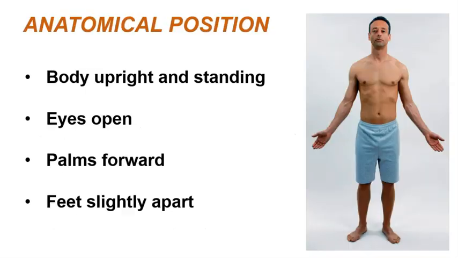So in order to give us an initial reference point so that we may give direction to the body, we have to establish a standardized position. Anatomical position is our standardized reference position. In anatomical position, the person that we are observing is standing upright, their eyes are open, their palms are facing forward, and their feet are flat on the floor, slightly spaced apart, roughly shoulder width. Even if the person that we are observing in a lab or clinical setting is sitting down, lying down, or is prone, we will assume that they are in anatomical position, and we will reference them as such.